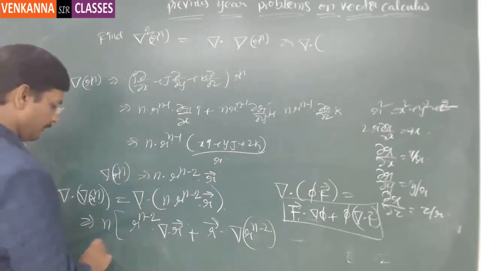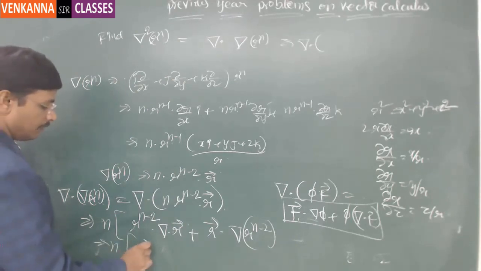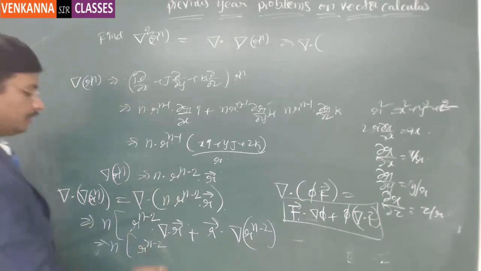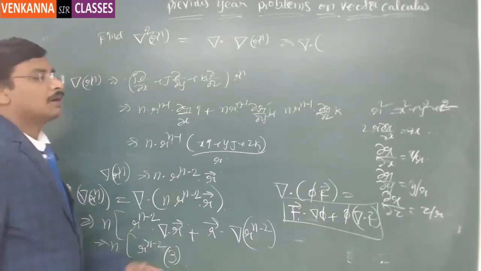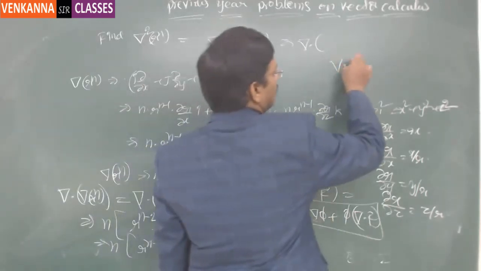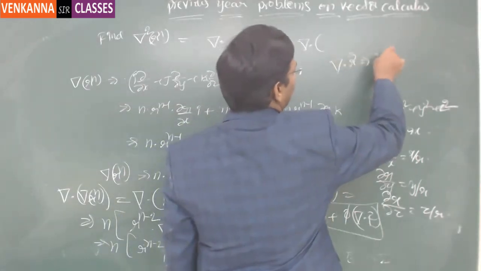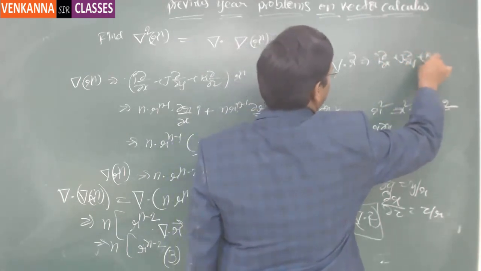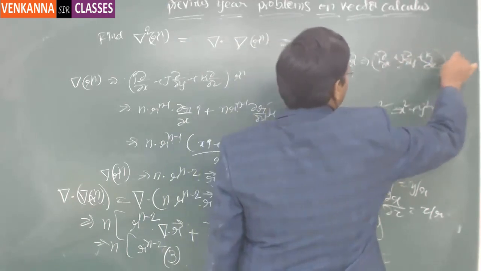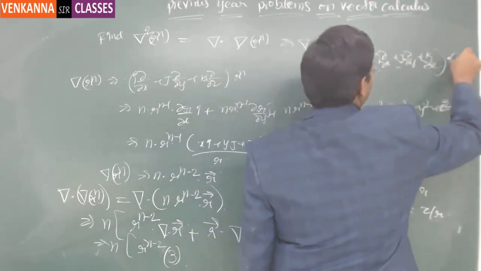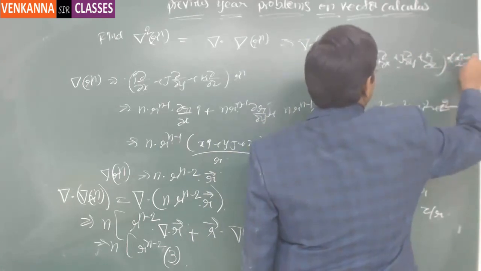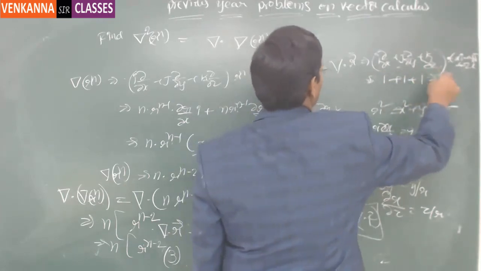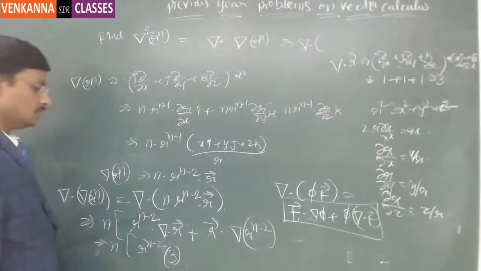So this is going to be n into r power n minus 2 and del of r bar, so del dot r bar, so this is going to be 3. So del dot r bar is equal to i dou by dou x plus j dou by dou y plus k dou by dou z operated on, so dot product with xi plus yj plus zk. So dou by dou x will be 1 plus 1 plus 1. This is going to be 3. So that's the 3 I have used here.